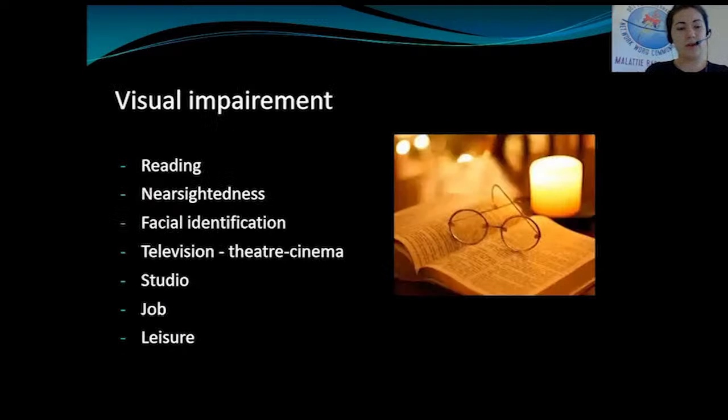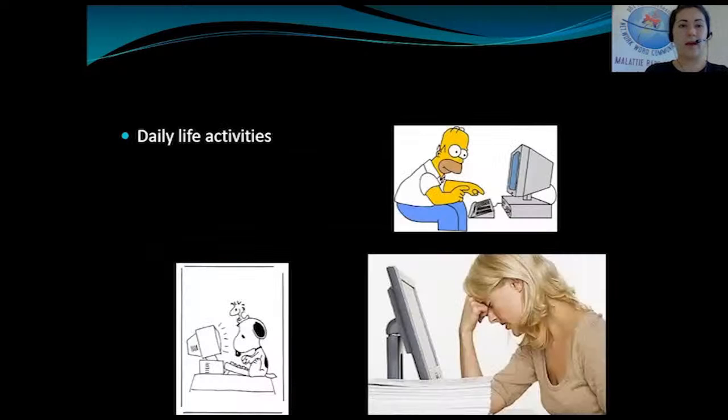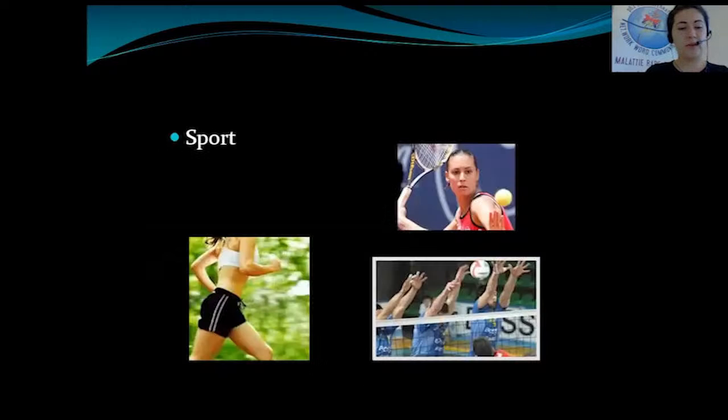As a result, the low vision patient shows a visual impairment, and daily activities such as reading, facial identification, watching television, going to theater or cinema, studying, working, or leisure activities become impossible for him and for her. Huge problems in personal orienteering, since the patient finds enormous problems in independently moving in the city. And then, as we have already said, daily life activities and sport will be affected by this disease.